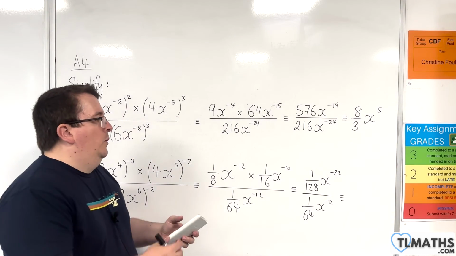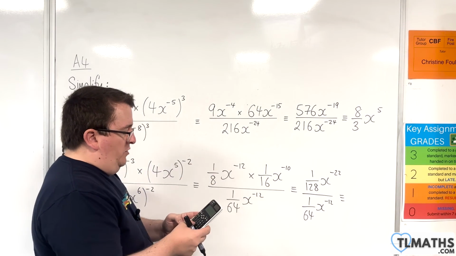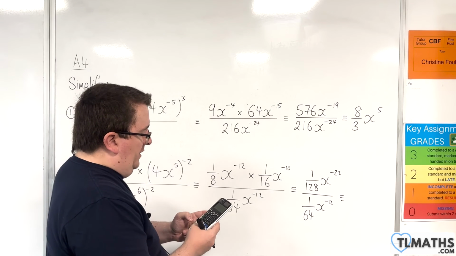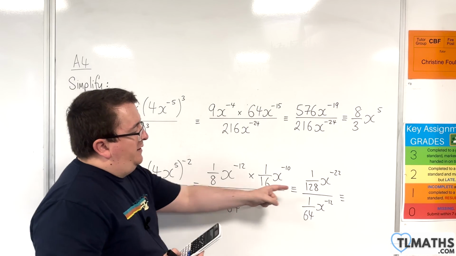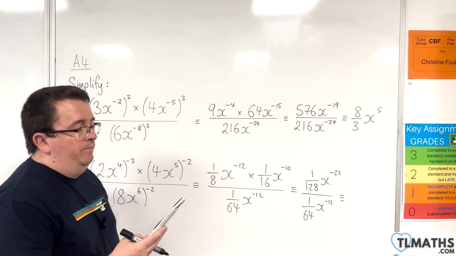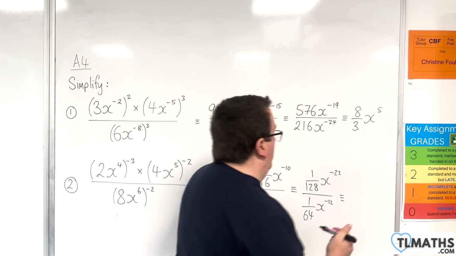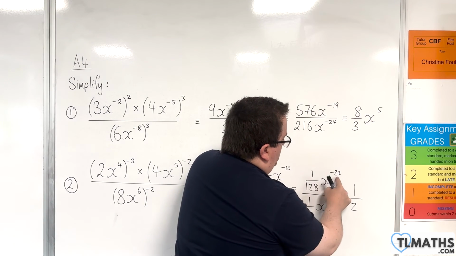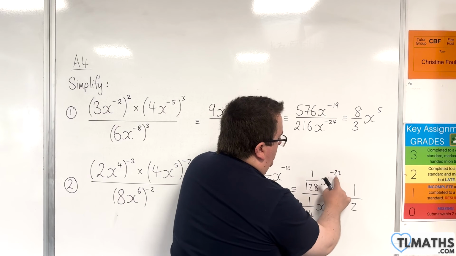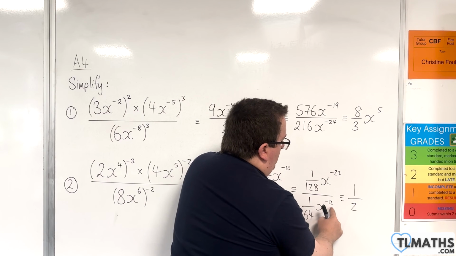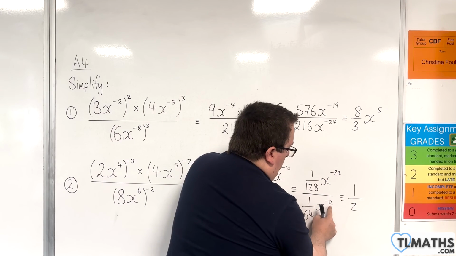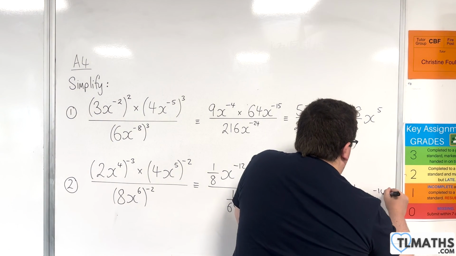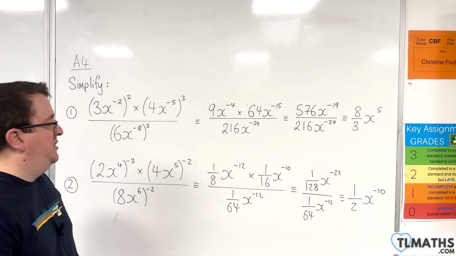So we have 1 over 128 divided by 1 over 64. So there's a good opportunity to try and type that into your calculator. You should get 1/2. Then x to the minus 22 divided by x to the minus 12, minus 22, take away minus 12 is minus 22 plus 12, and so that's minus 10. So we have 1/2 x to the minus 10.